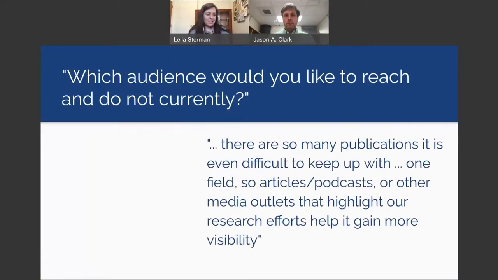Lack of translation inhibits both outreach and discovery. As you can see in this quote from one of our respondents, they valued the articles and podcasts as increasing the visibility of their work, just to keep up in their disciplinary niche.